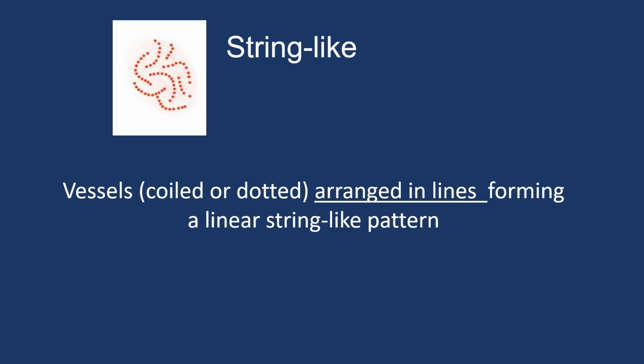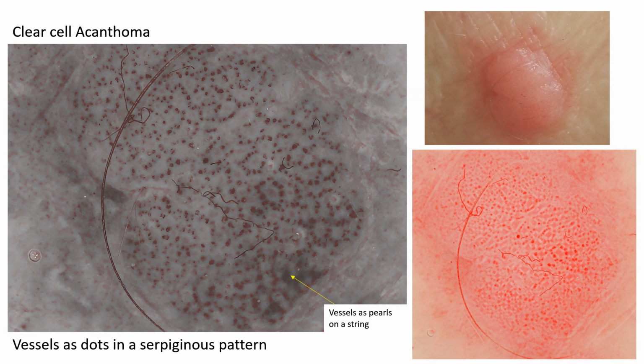String-like. Vessels are coiled or dotted, arranged in lines, forming a linear string-like pattern. And here we have a beautiful example of a clear cell acanthoma with vessels as dots in a serpiginous pattern, also known as vessels as pearls on a string.